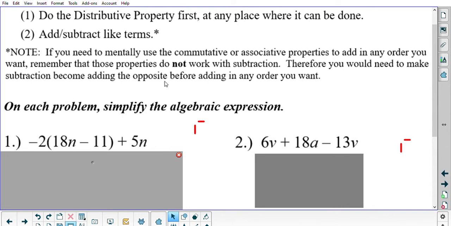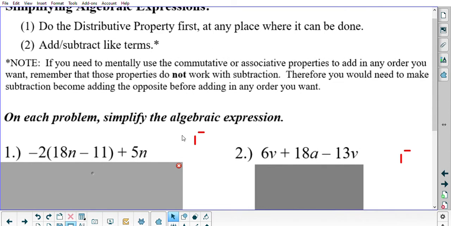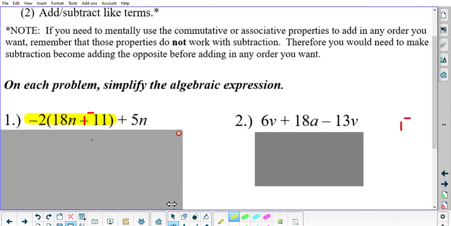So, like it says up here, do the distributive property first at any place where it can be done. Since the multiplier is the negative 2, then I'm going to make the subtraction inside of the parentheses become adding the opposite. All right, so the very first part that we do is the distributive property section of the problem, which is this part that I highlighted here. The plus 5n, which is not going to be part of the distributive property because it's not the multiplier and it's not inside of the parentheses. We're going to save that for later.